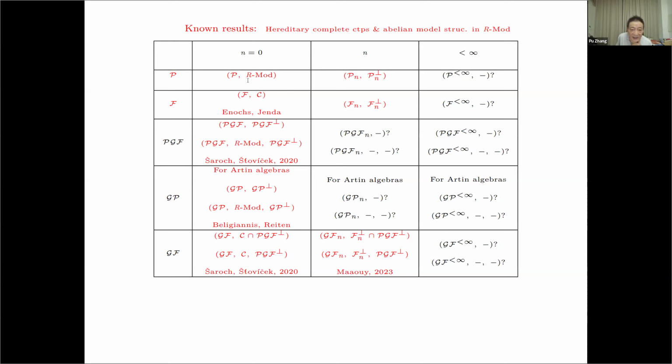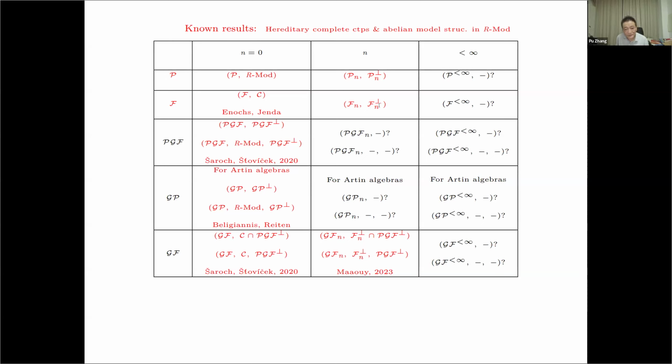All these pairs are hereditary complete cotorsion pairs. So for example, this (P, R-Mod) is trivial, but this one is not so trivial. This is the flat modules, and this is called cotorsion modules. That is, cotorsion modules are just the right perpendicular of flat modules. This is a classical result of Enochs and others. And this is also (PN, PN perpendicular), this (FN, FN perpendicular) is also a hereditary and complete cotorsion pair.